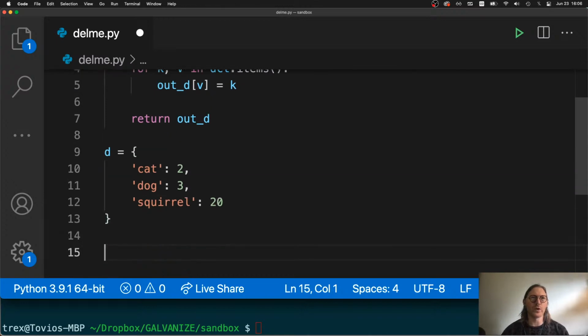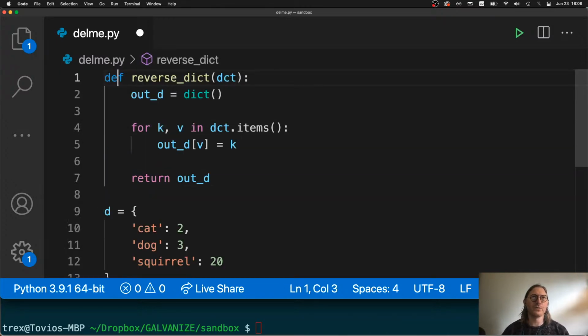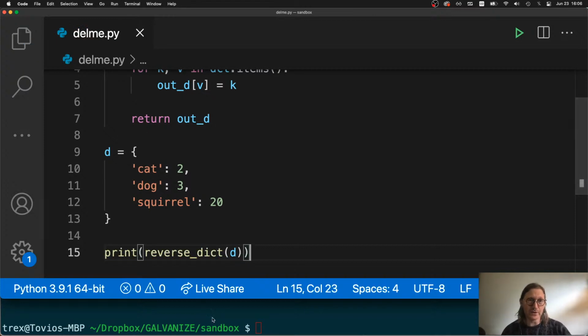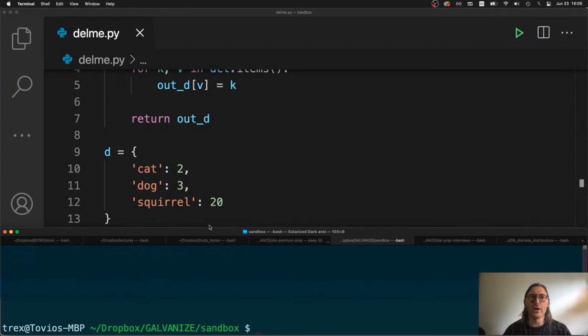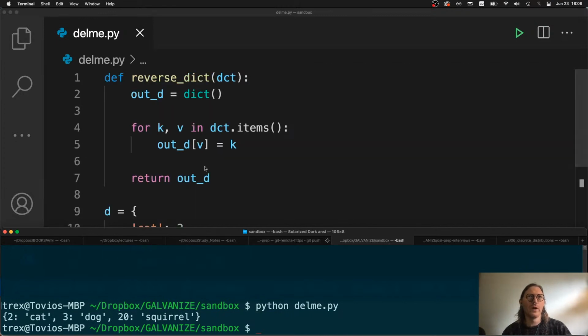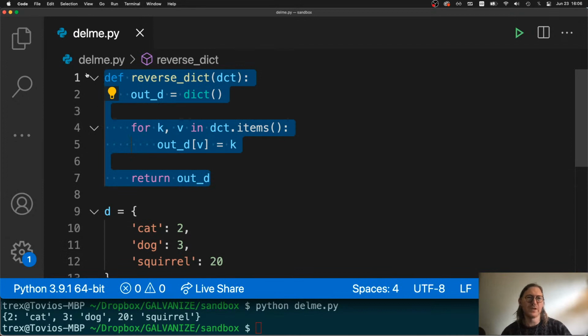Let's just make sure this is working okay. What is this called? Reverse dict. And we'll pass in D, and let's look at the output. So I think we know what we should expect here, right? We should expect 2 cat, 3 dog, and 20 squirrel. And that's what we get: 2 cat, 3 dog, 20 squirrel. Let me just make sure this works in case I missed something. But I think that should probably work. So that's challenge 2. Yep, and it looks like that passed all the tests and it's fine.